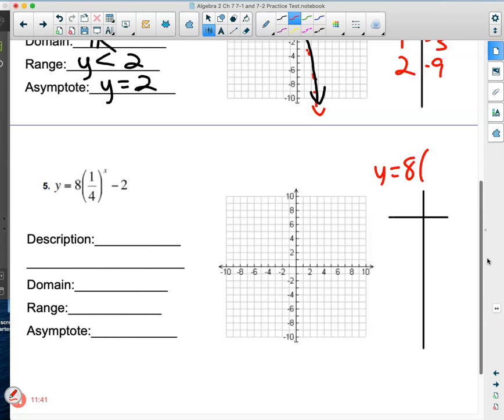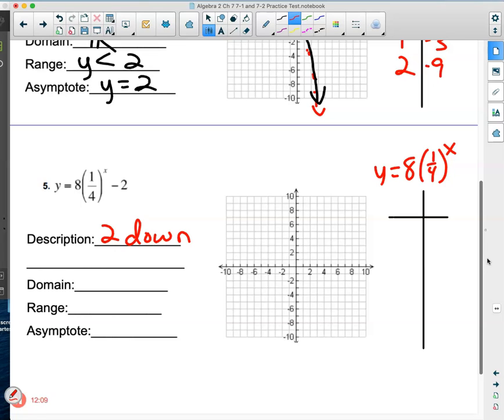Y equals 8 times 1/4 to the x. So after we get all our numbers for that, and we make our parent function on the graph, where are we going to move it? Yep. 2 down. And we can wait to talk about domain, range, and asymptote until we do all that stuff.